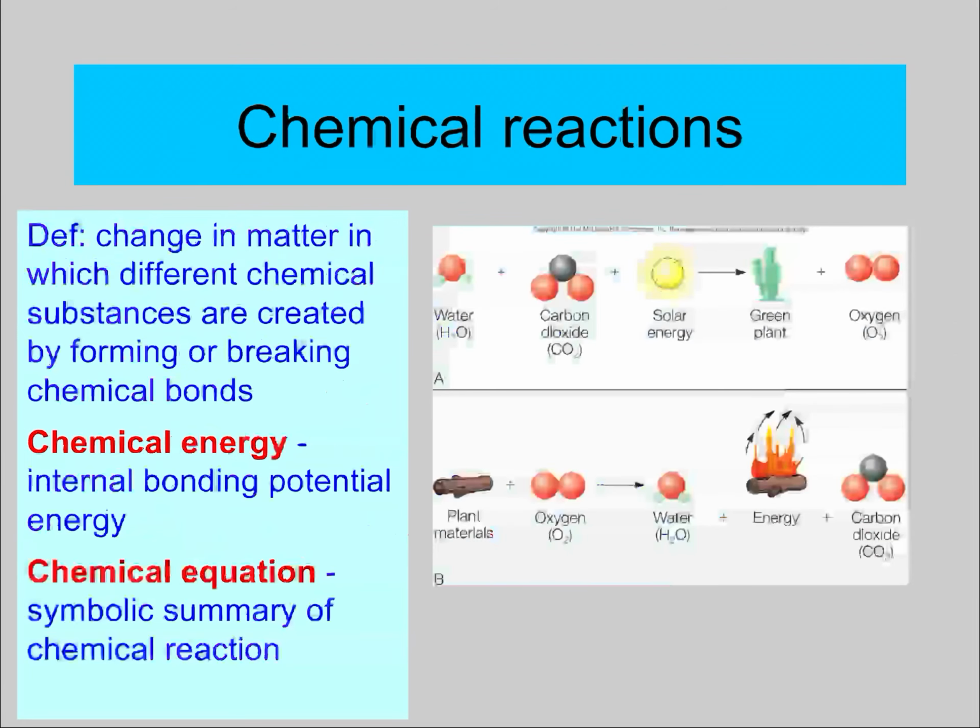All right, chemical reactions. A chemical reaction is a change in matter in which different chemical substances are created by the formation or breaking of chemical bonds. So we're going to break bonds to form bonds, essentially. Now, all chemical reactions have a certain type of energy, which is chemical energy, and this is potential, meaning it's the potential to do work.